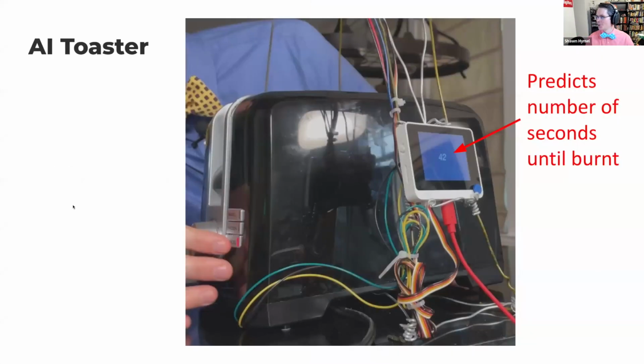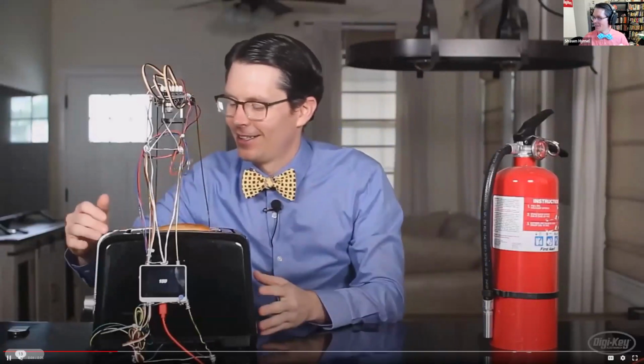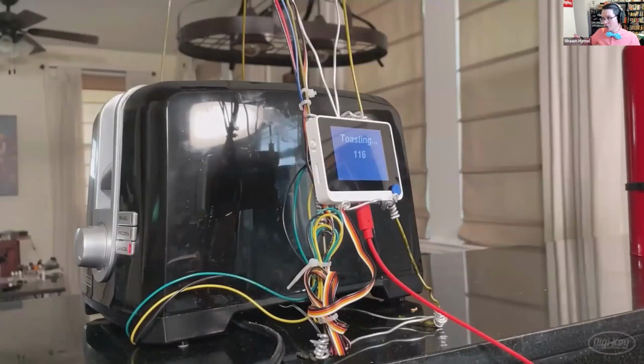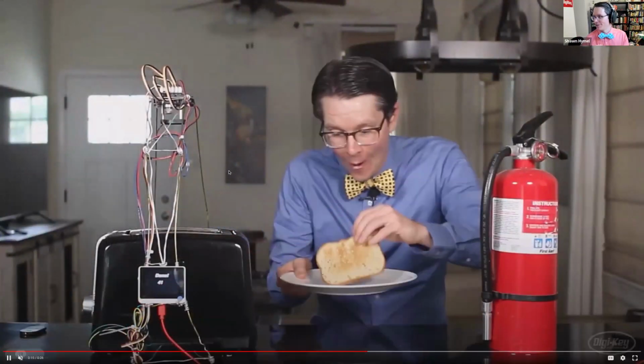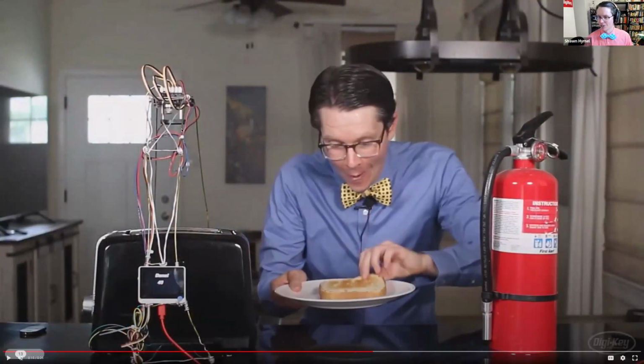Two quick projects. I made an AI toaster not last year but the year before, and that uses regression to predict. It uses gas sensors up here that smell the toast basically, and I used a regression model to figure out how long until it got to burnt. And then like 42 seconds before burnt, it would pop them to get perfect toast. So just a ridiculous way to use a toaster.